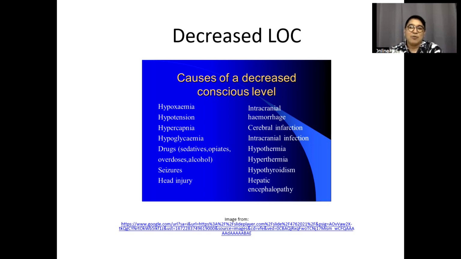Next, decreased level of consciousness could be associated with a head injury or stroke. It could also be associated with alcoholism, drug abuse, specifically cocaine and methamphetamine, and of course, hypoglycemia in a diabetic patient. So the priority should be to stabilize your ABC: airway, breathing, and circulation.